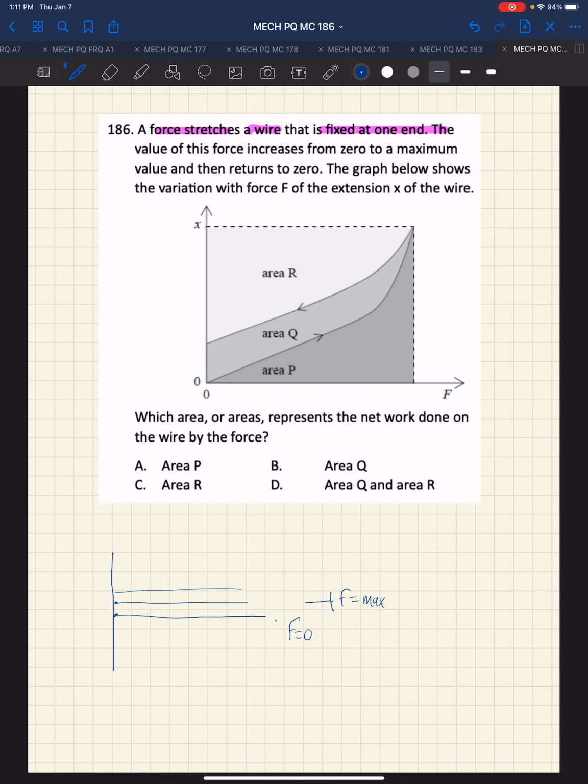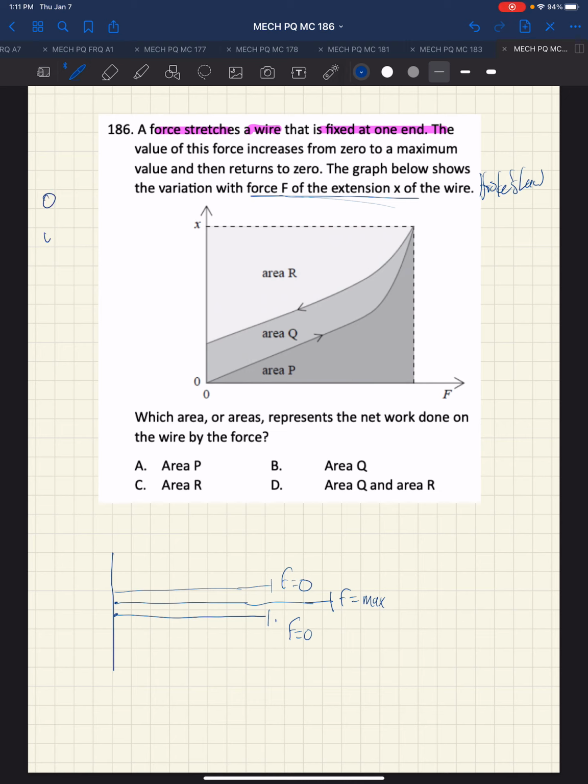Now we're making inferences here about the length. We're just talking about the magnitude of the forces. The graph shows the variation of force with the extension of the wire, so F-x. So we should be thinking Hooke's law kind of situation.